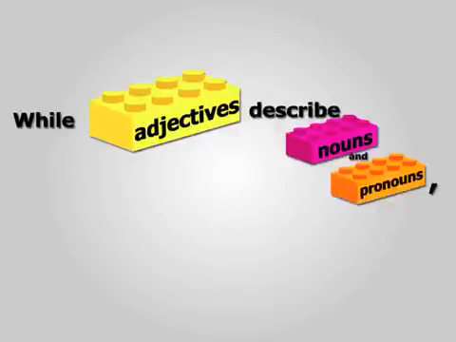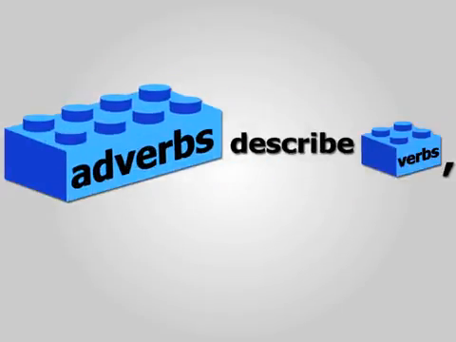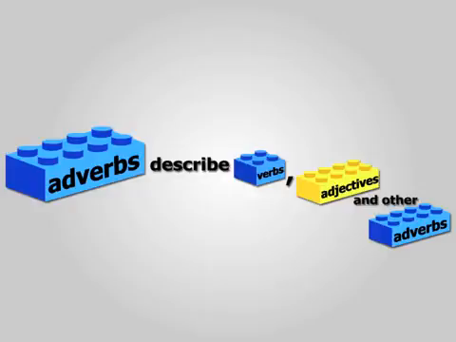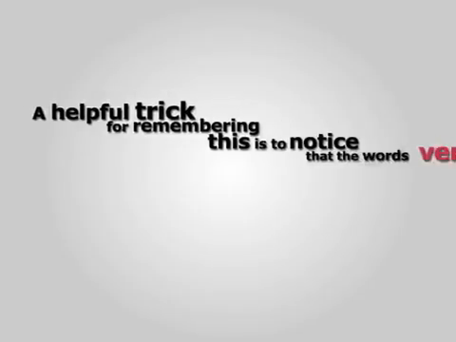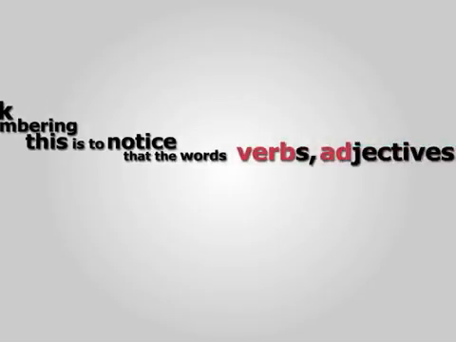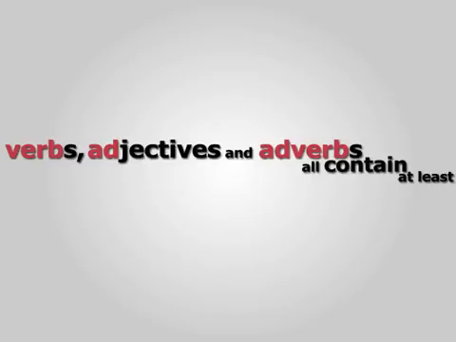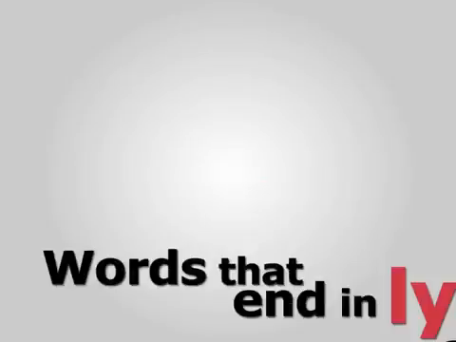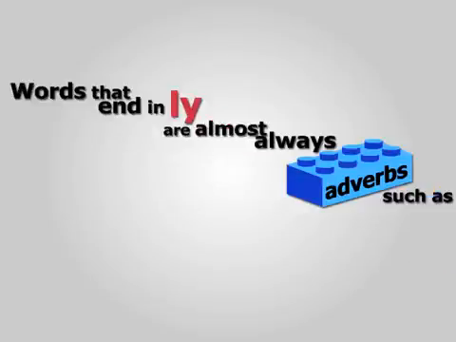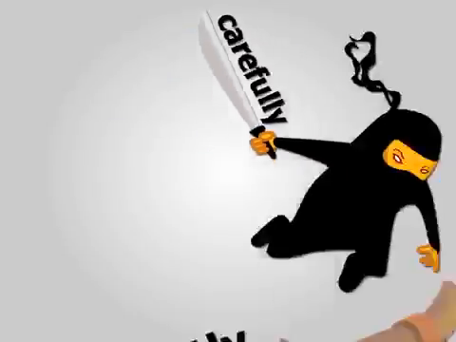While adjectives describe nouns and pronouns, adverbs describe verbs, adjectives, and other adverbs. A helpful trick for remembering this is to notice that the words verbs, adjectives, and adverbs all contain at least part of the word adverb. Words that end in ly are almost always adverbs, such as carefully and quietly.